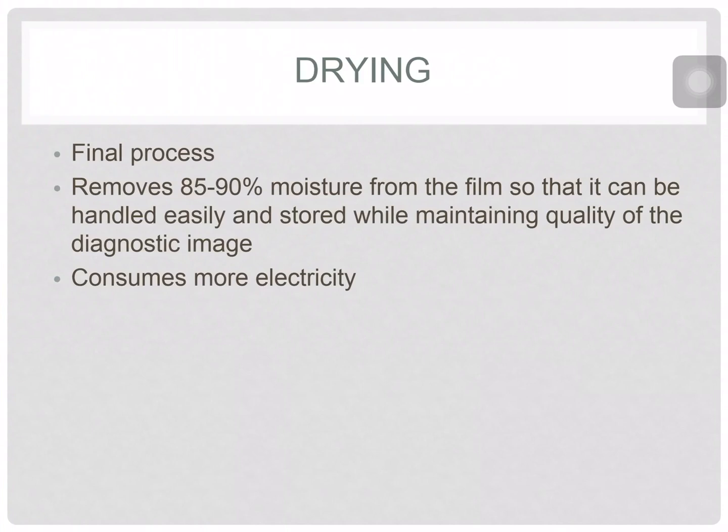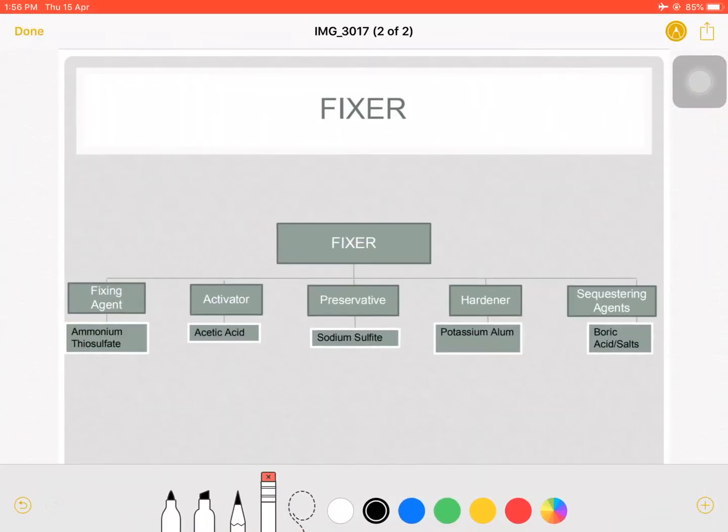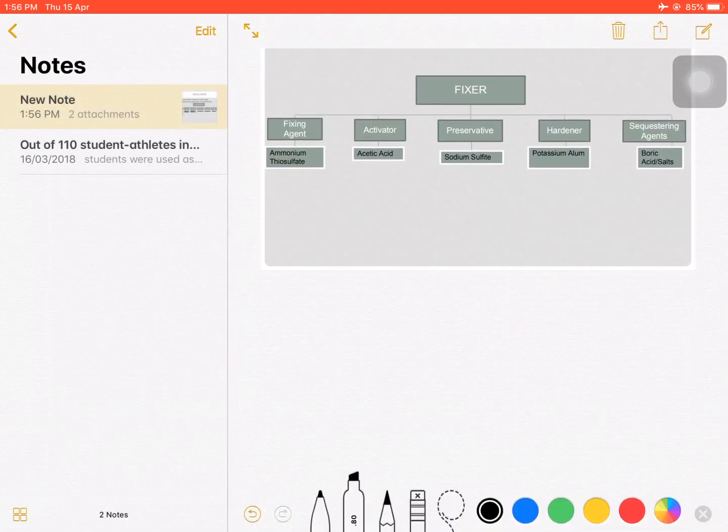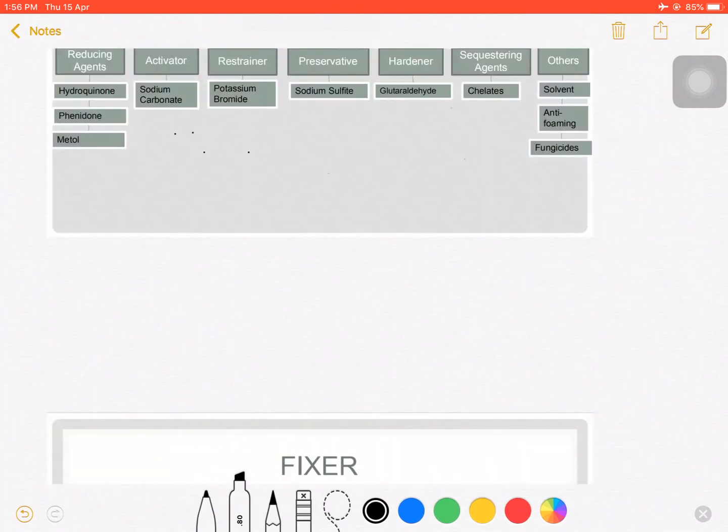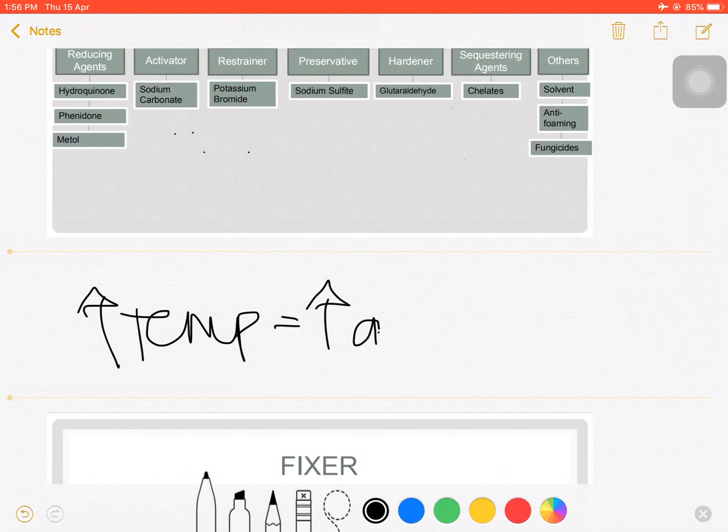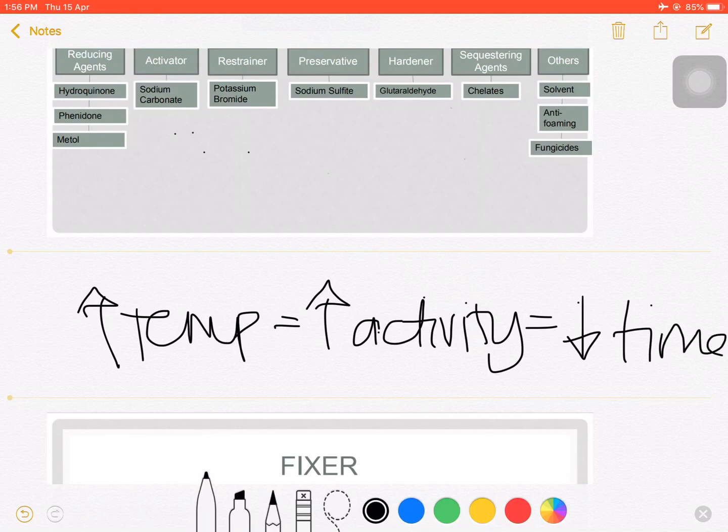Okay. So as I've said, our developer solution is most critical or most crucial when it comes to temperature because as it increases the temperature, the activity also increases. Okay, sulat natin. So for a developer solution, as I've said, the temperature is critical. As it increases the temperature, the activity of our developer solution also increases. Therefore, the development time will be decreased.